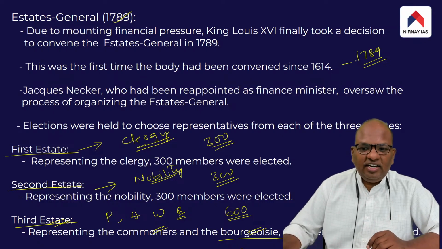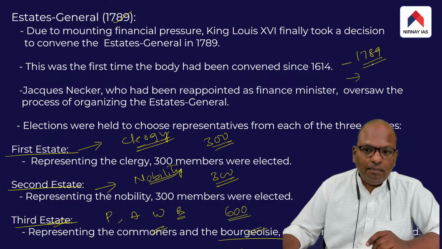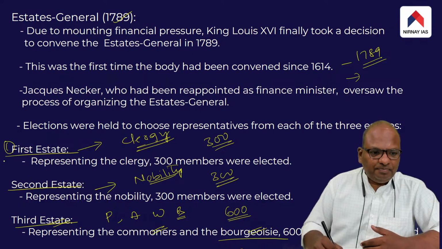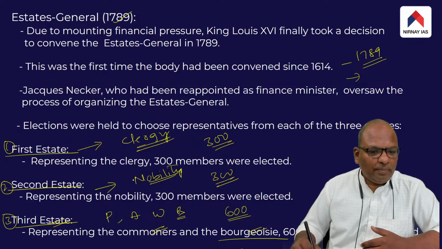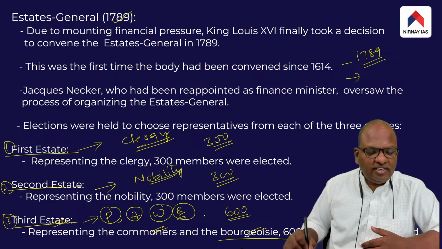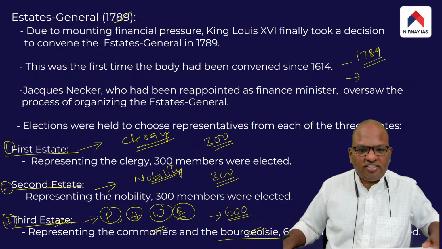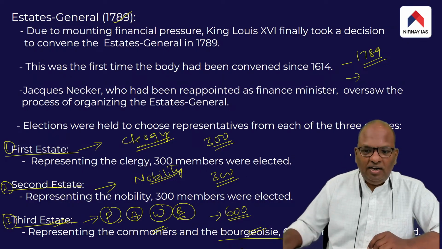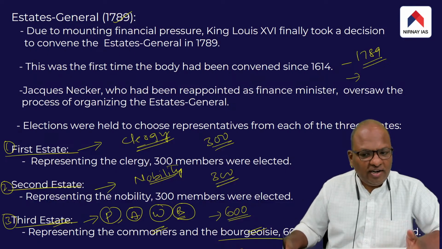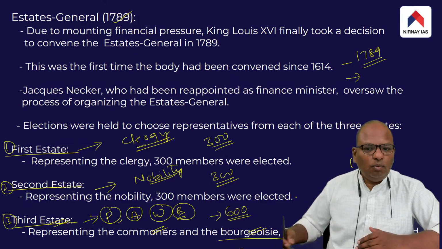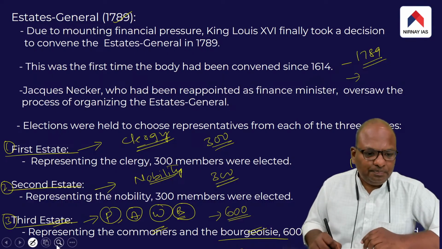So basically in 1789, elections were conducted to the Estate General. The elections were conducted by Necker, and the members of the three estates were elected: Estate 1, Estate 2 and Estate 3. Estate 1 represented the clergy, Estate 2 represented the nobility, Estate 3 represented the peasants, the artisans, the workers, the bourgeoisie, that is the middle classes. Altogether there were 600 members elected as representatives of the third estate. The Estate General was summoned in 1789 itself.